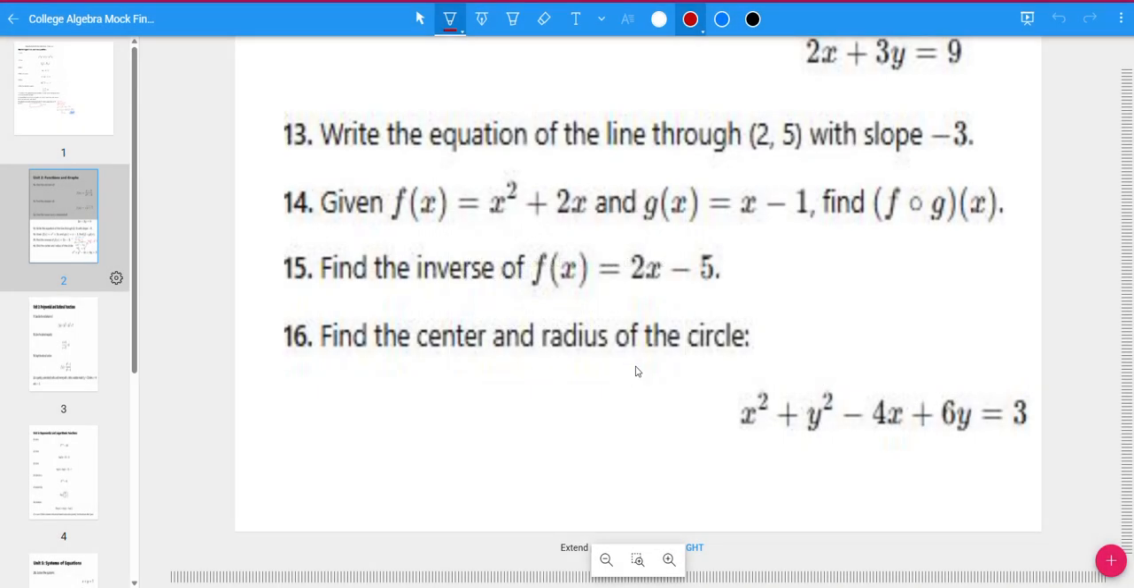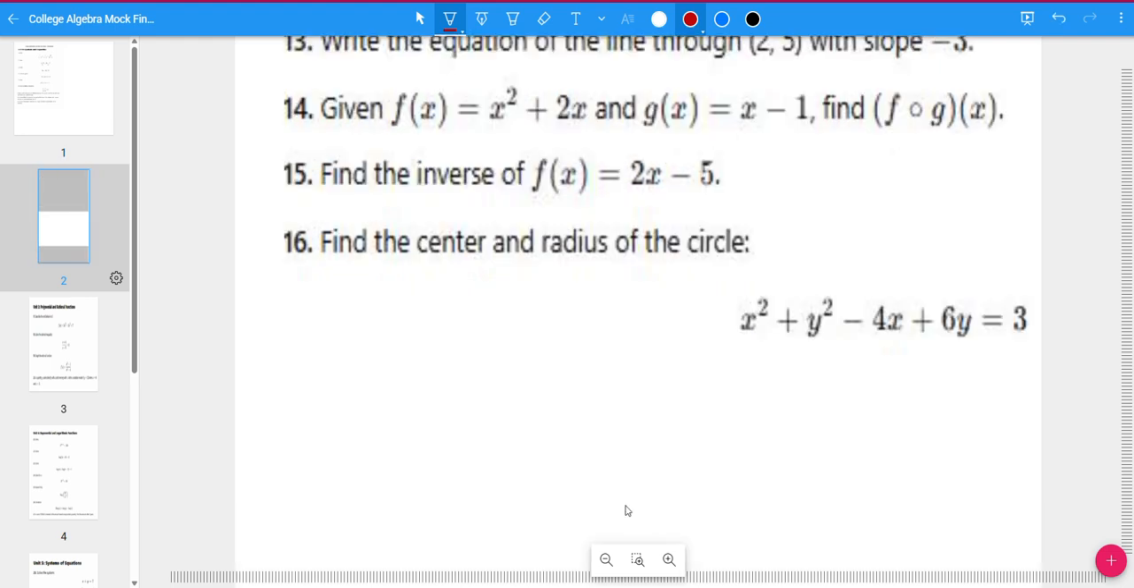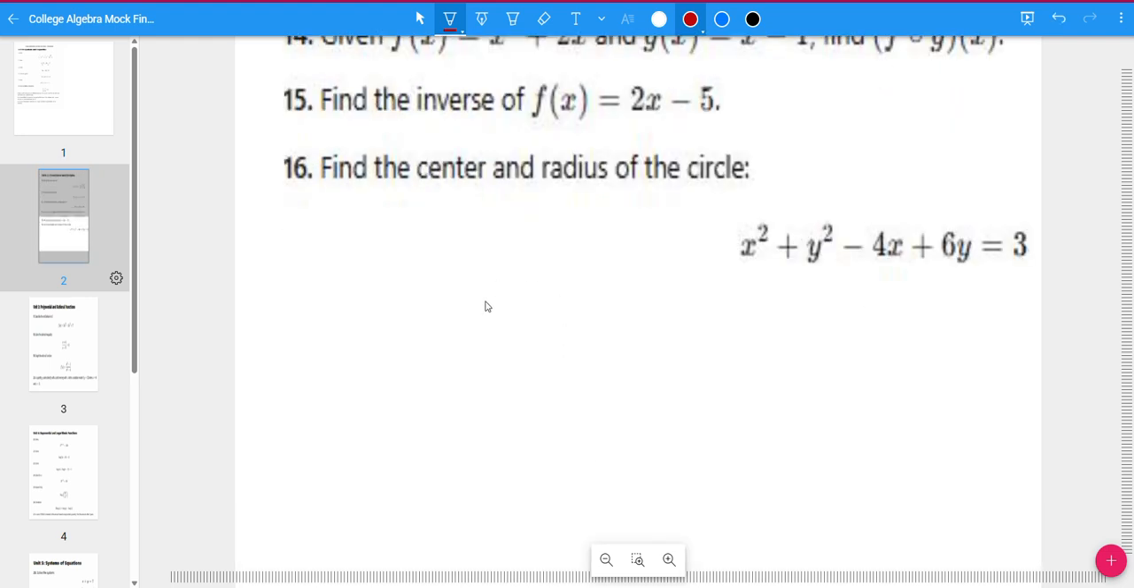Starting back on number 16, it wants us to find the center and radius of the circle. So what we have to do is complete the square a couple times. First thing we need to do is group our terms together. So I'm going to rewrite this with a little gap: x squared minus 4x plus blank, and then plus y squared. So I'm just rewriting this with a blank at the end.